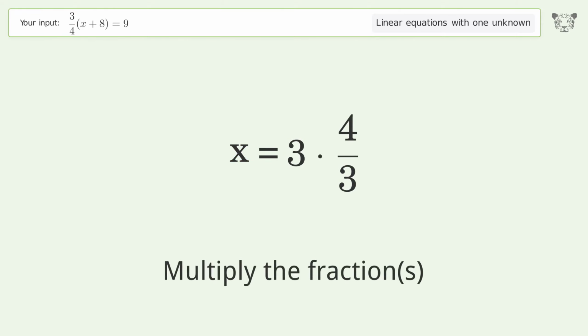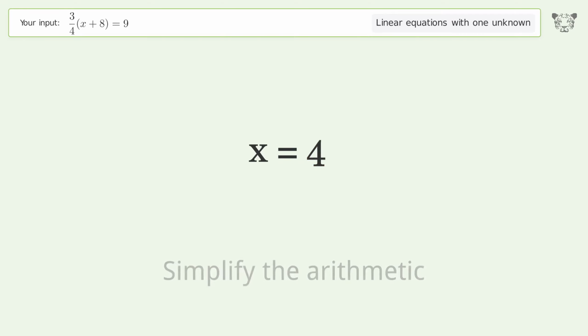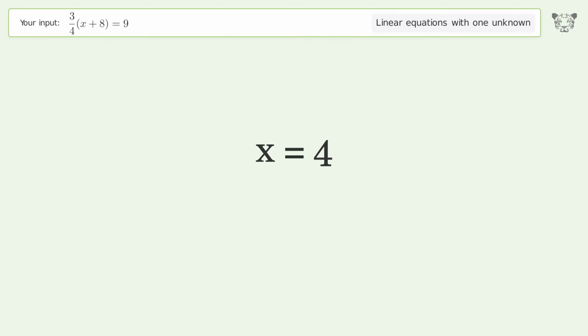Multiply the fractions. Simplify the arithmetic. And so the final result is x equals 4.